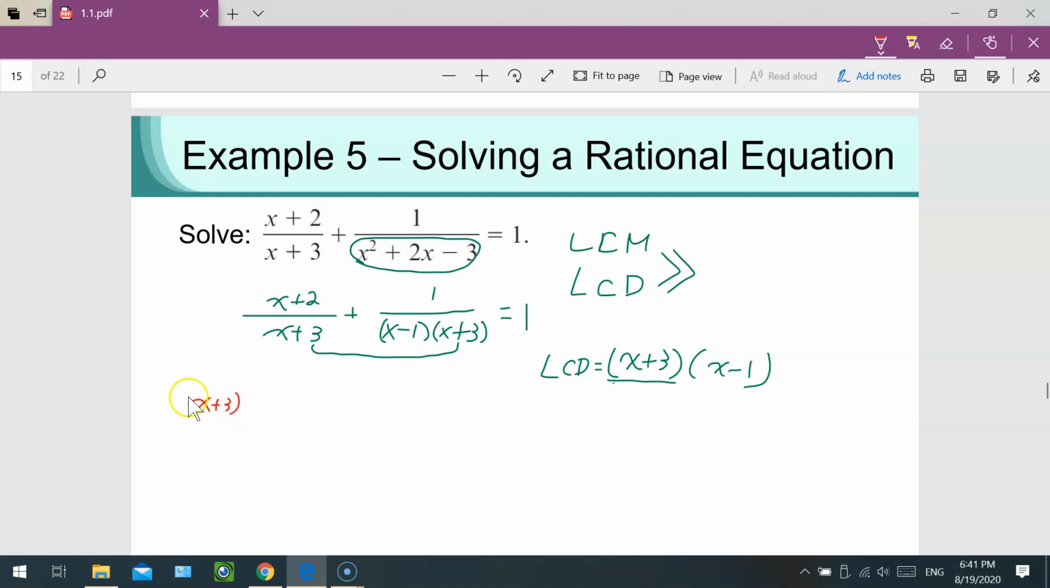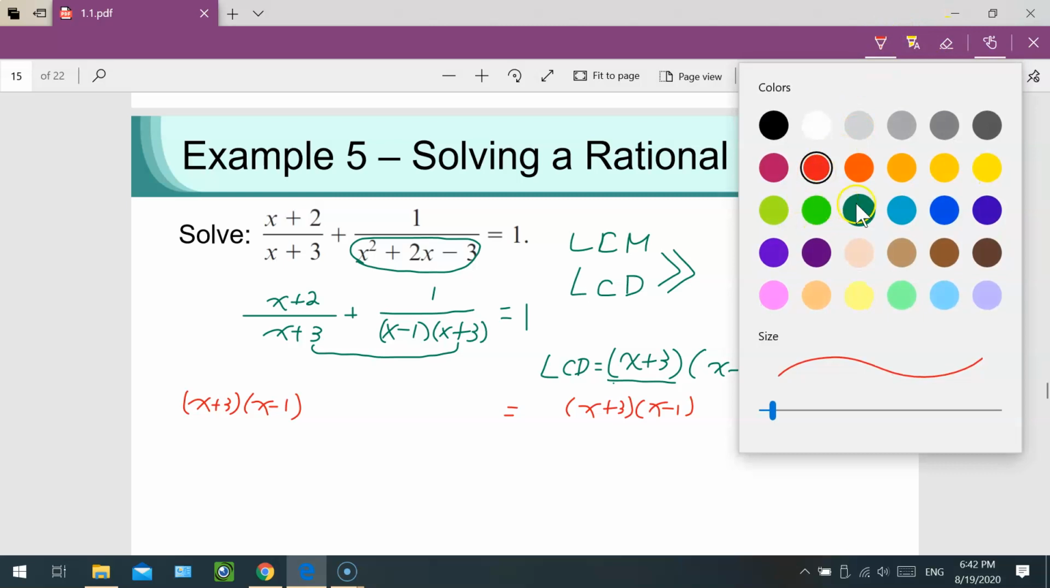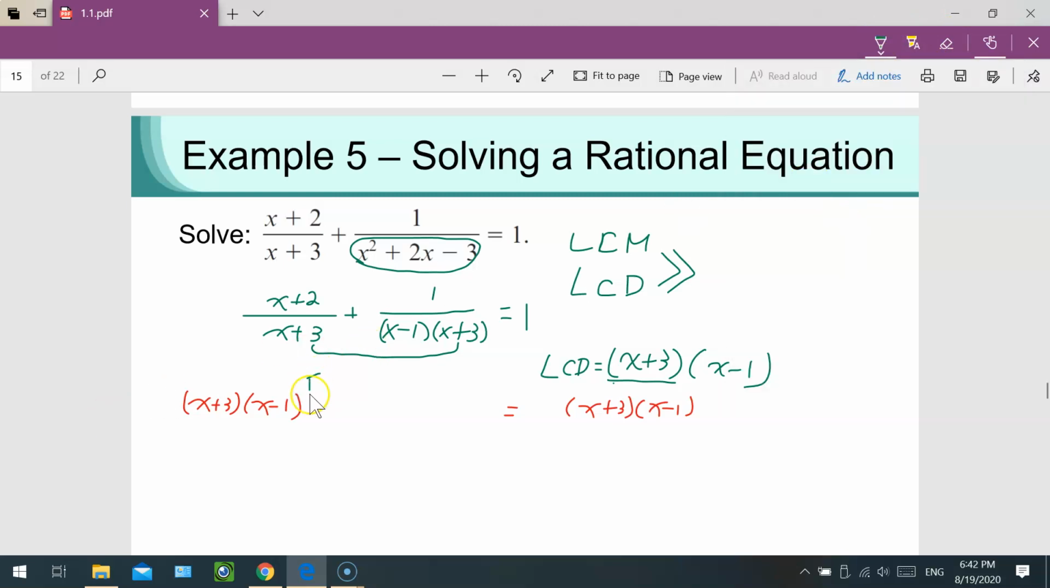So x plus 3 times x minus 1 equals x plus 3 times x minus 1. Alright, let me change the color back. Okay, so the original equation was x plus 2 times x plus 3 plus 1 over x minus 1 times x plus 3. And the right hand side, there was 1 here, right?